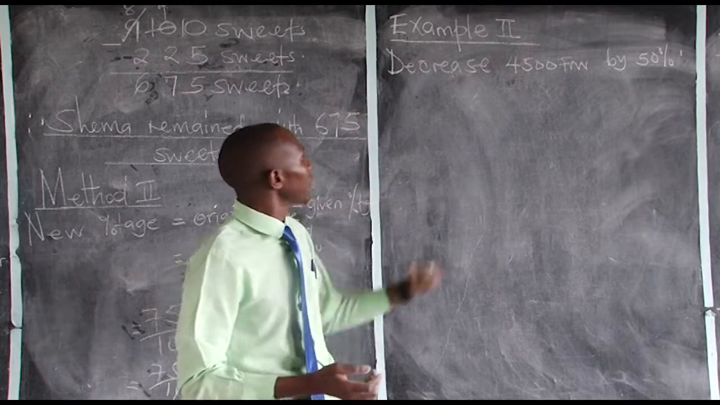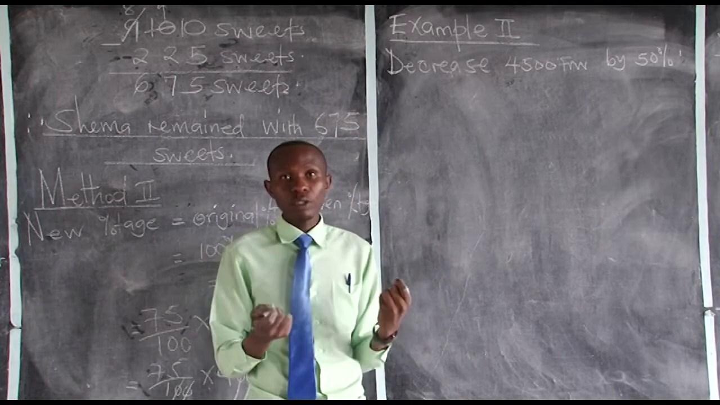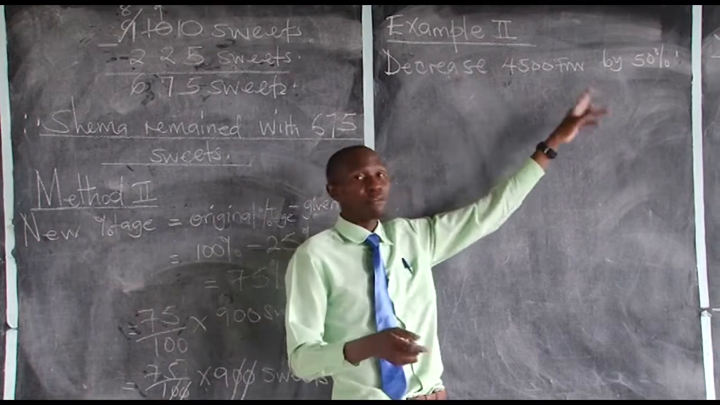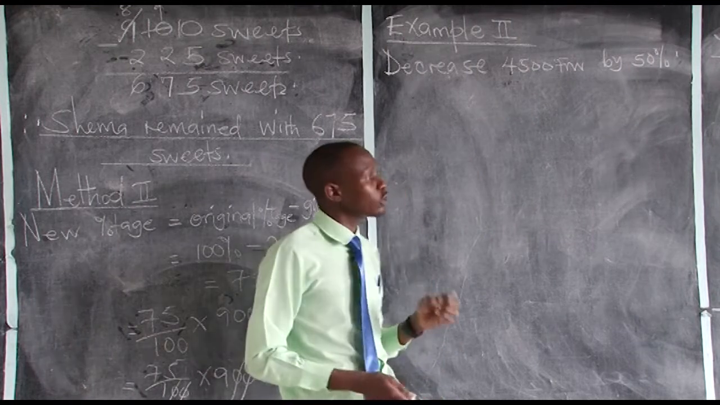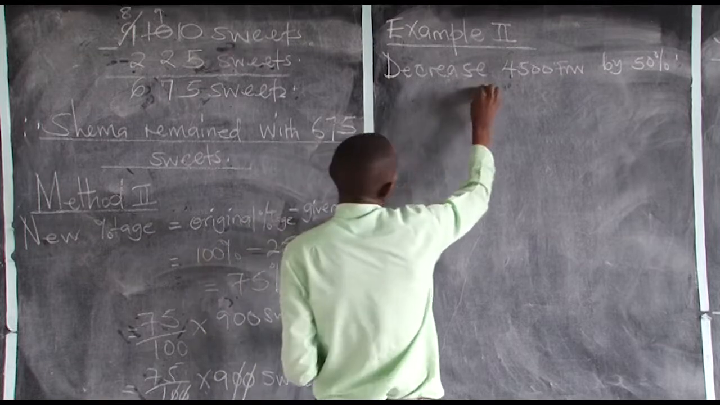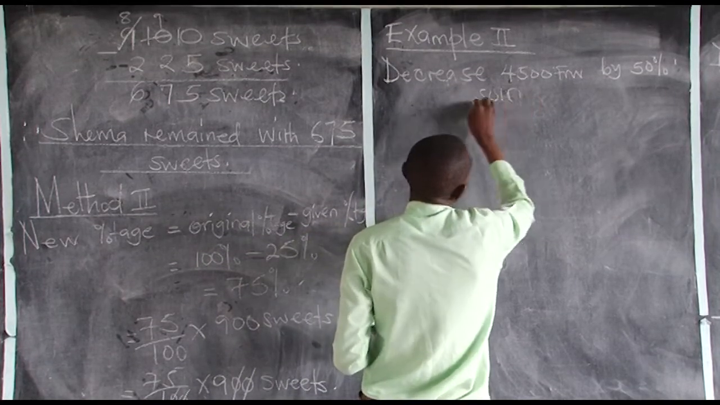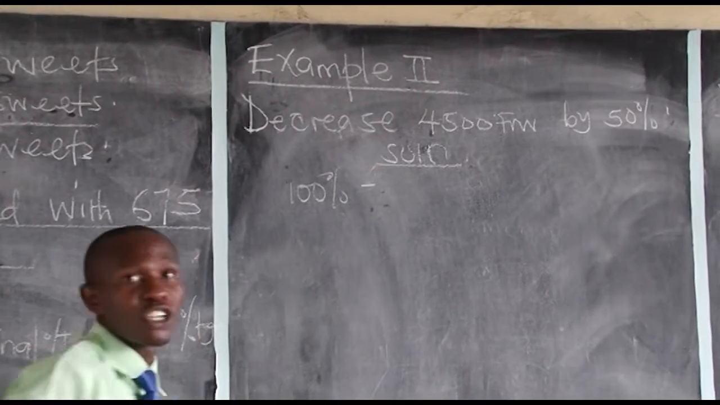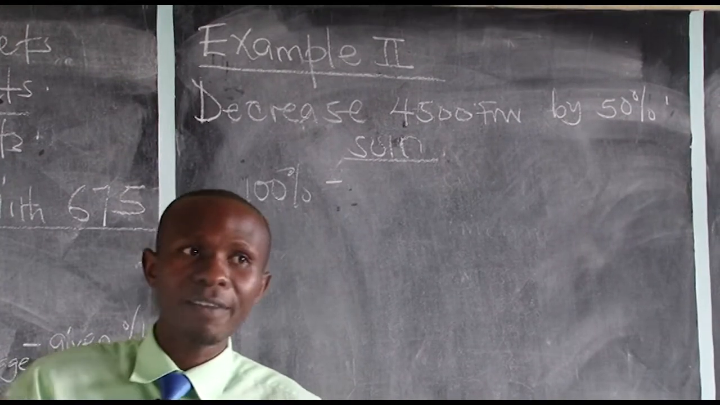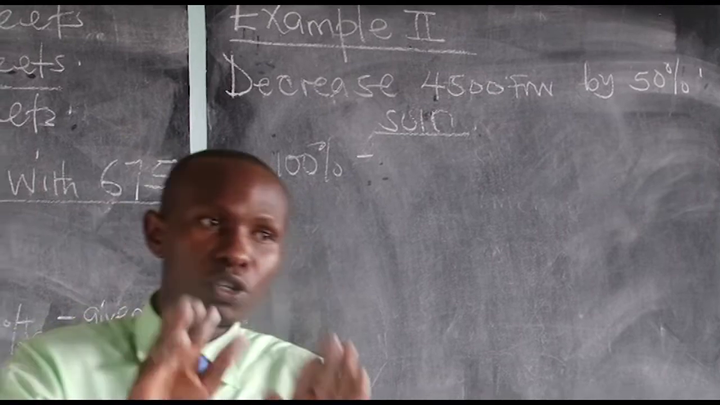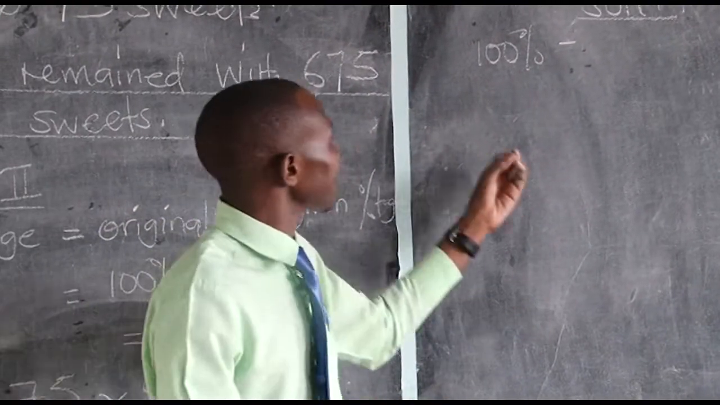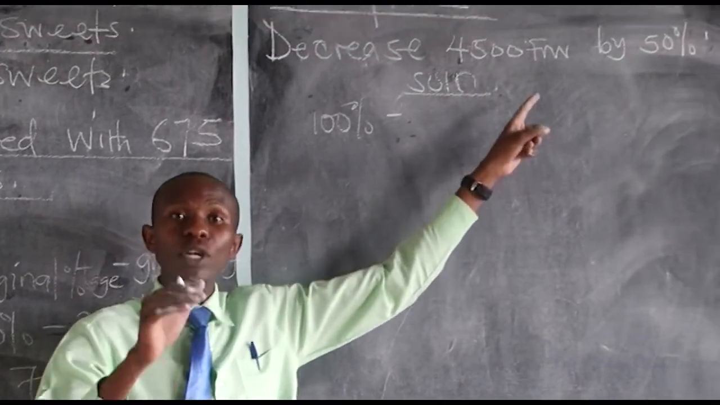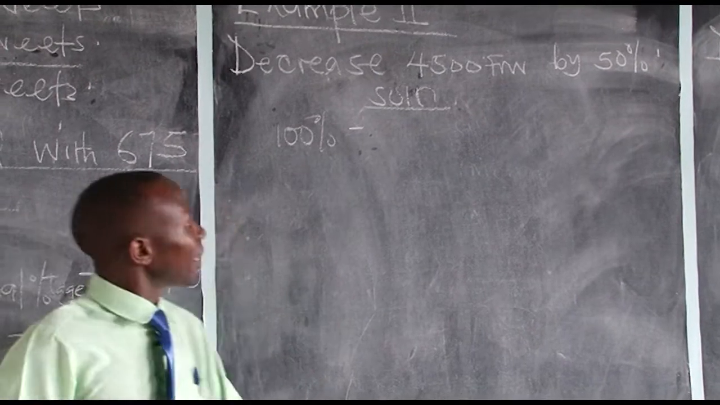This is what we are going to do. When they talk of decreasing, it simply means reducing. So we are going to decrease or reduce this by 50%. For us to reduce this by 50%, we shall first of all say the original percentage, which is 100%, minus the given percentage, the percentage that they have given us and want us to use to reduce this amount of money. So we shall get that percentage as 100% minus 50%, because they have said we reduce by 50%.